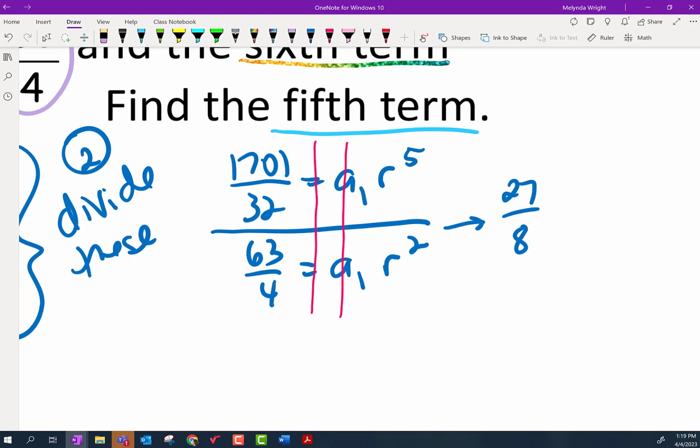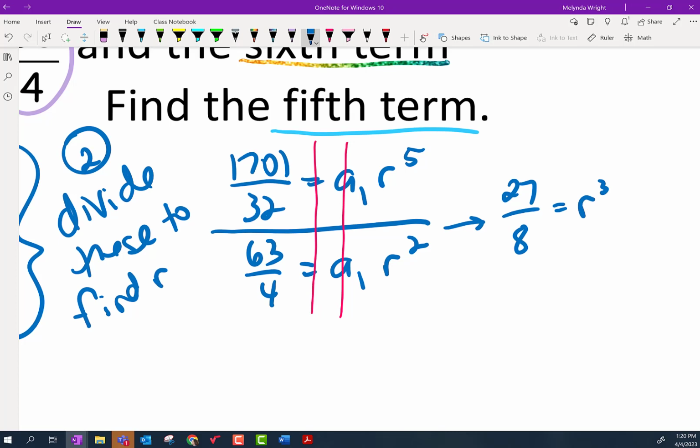Now let's think back to our exponent rules. If I have r to the 5th over r squared, what am I going to be left with? R cubed, exactly. So now we are finding r. When we divide those, we are finding r. Divide these to find r. We need our common ratio. Unfortunately, it's not an easy matter like it was with arithmetic.